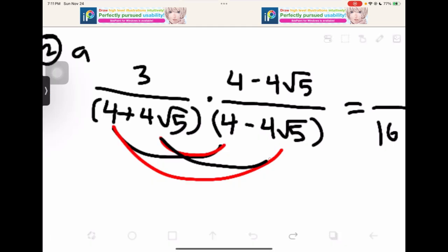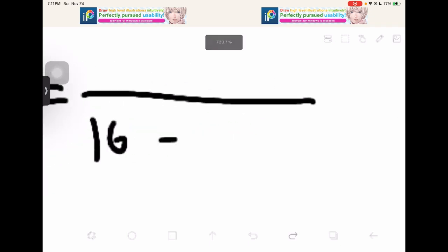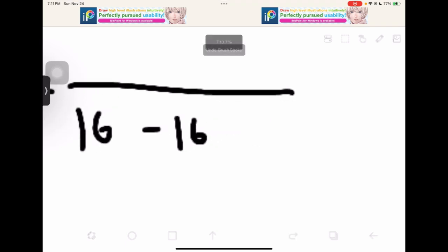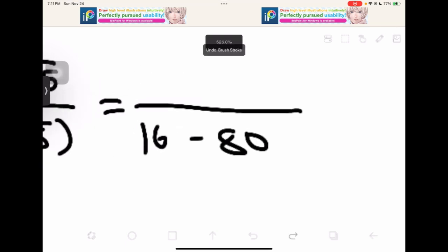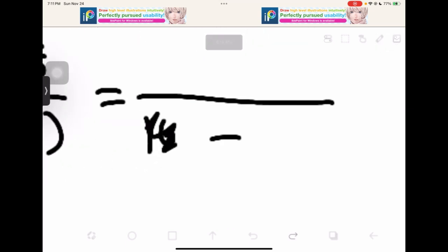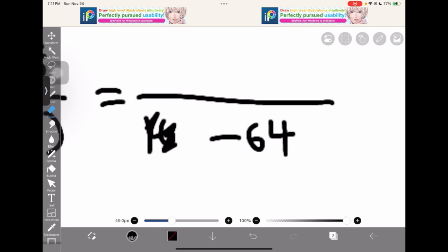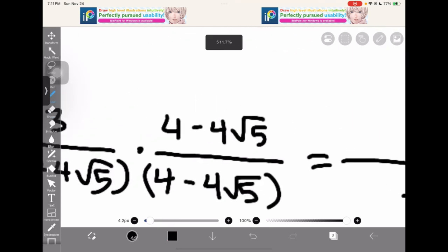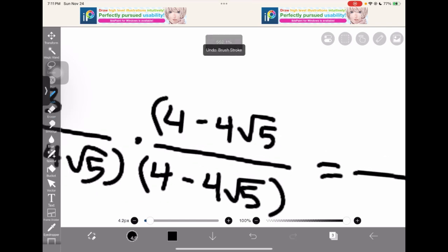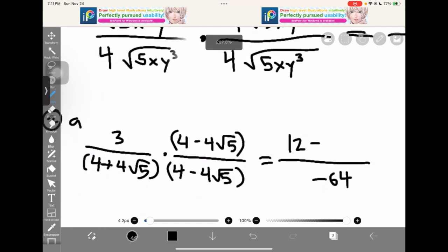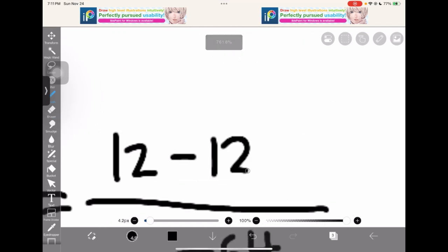Then we do this one. 4 square root of 5 times negative 4 square root of 5 is negative 16 times 5, which is negative 80, which in turn gives negative 64. There. Now for the top, it gets a little bit tricky, but we remember that it's just this. So 3 times 4 is 12, minus 12 square root of 5.